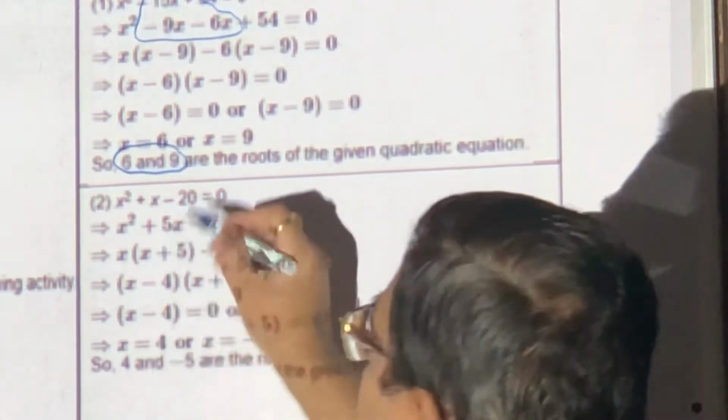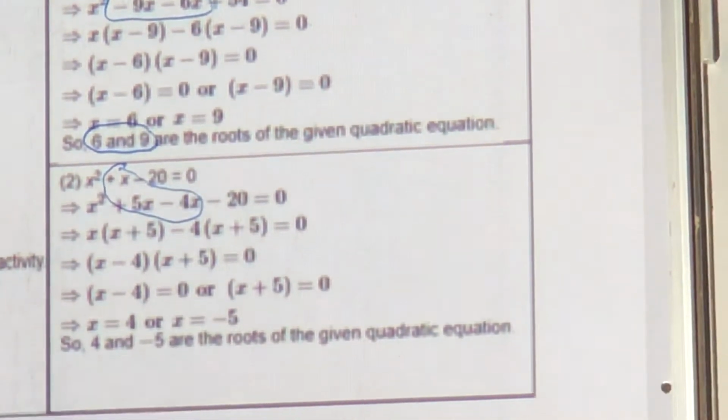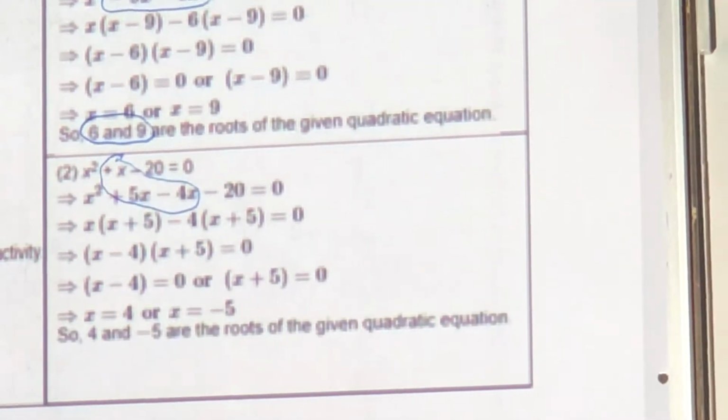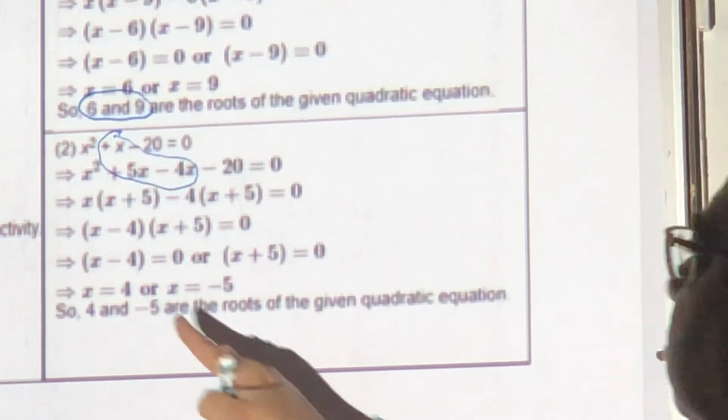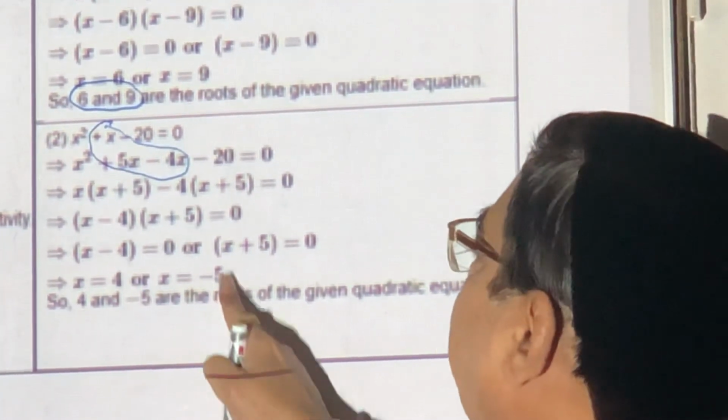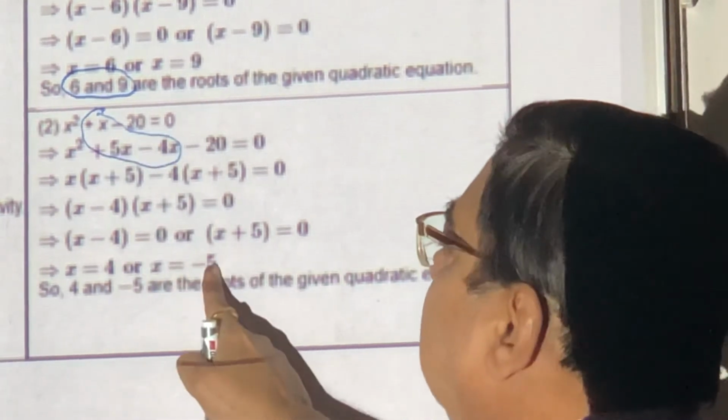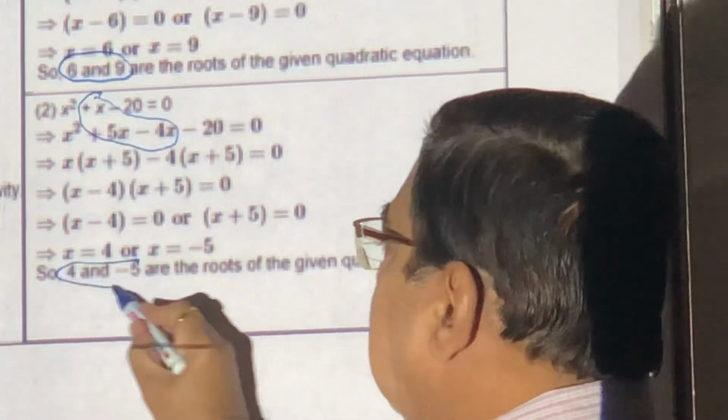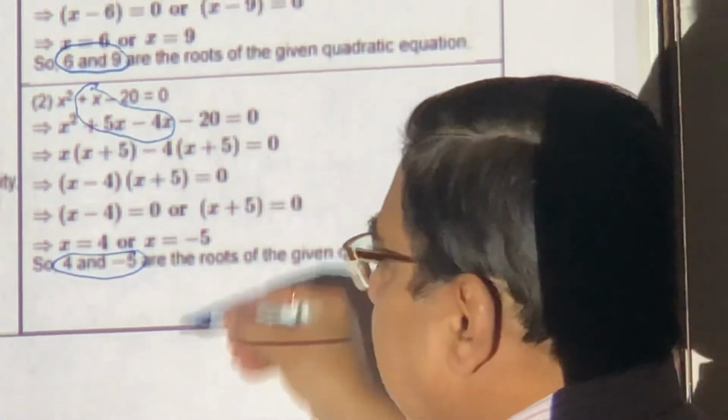Now here 5 4s are 20, and the difference of 5 and 4 will give me 1. Okay, splitting the middle term. So I will get x is equal to 4, x is equal to, my opposite signs are the roots. So these are the roots. These are the steps, my friend.